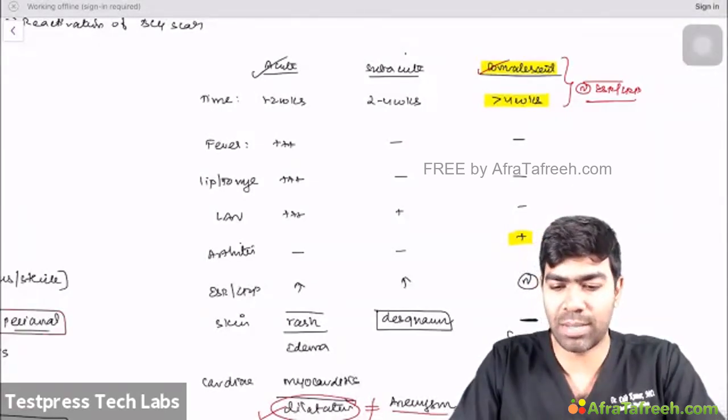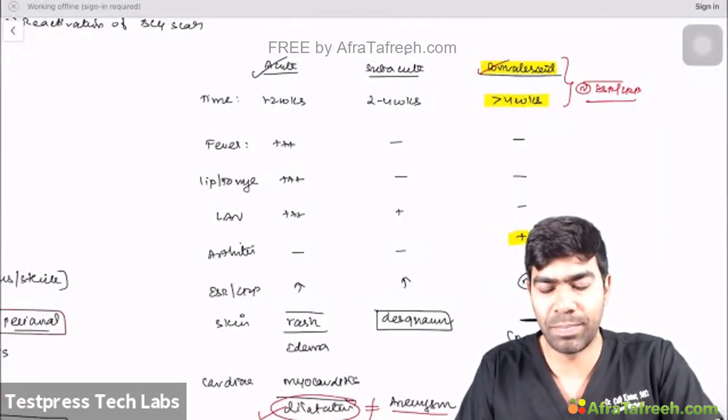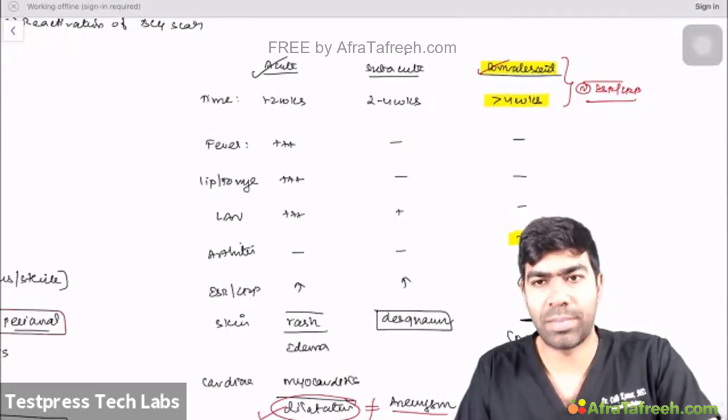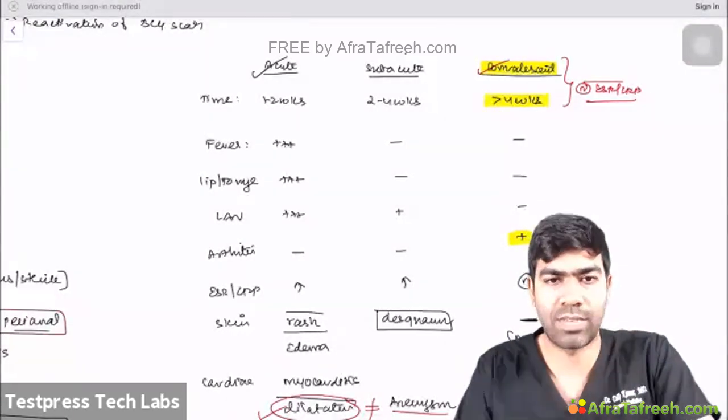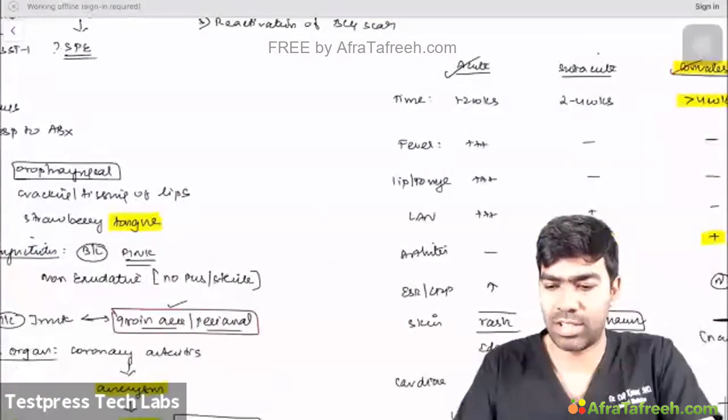Which means that marks the importance of treating the patient in the acute phase itself. If you miss the bus, if you don't treat there, then the patient will develop aneurysms, and there is a lot of chance of death in these children.